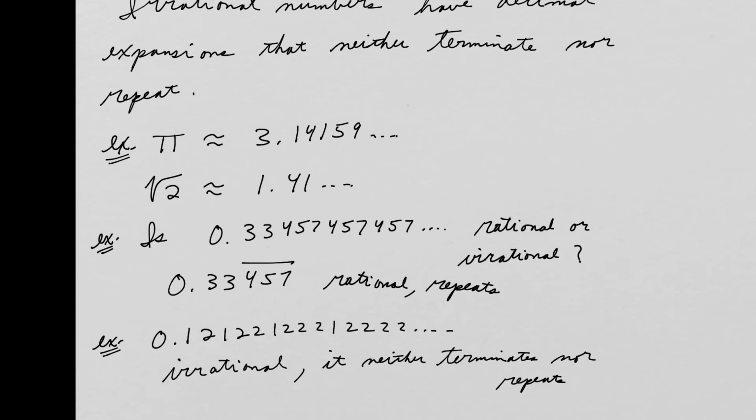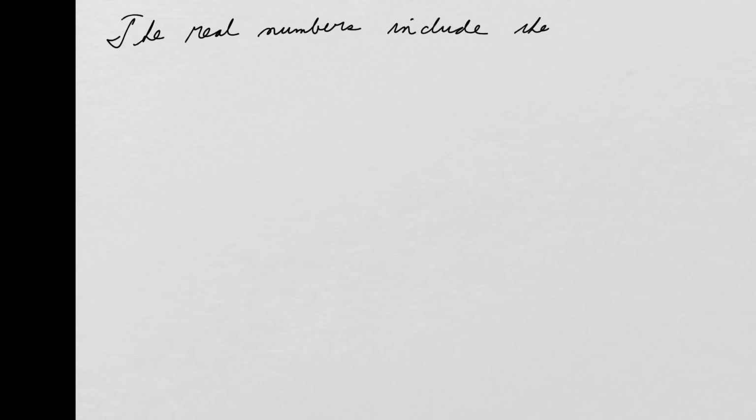Okay, so putting this all together, it turns out that if we include the rational and irrational numbers together, we call that set the real numbers. So the real numbers include the rational and irrational numbers.